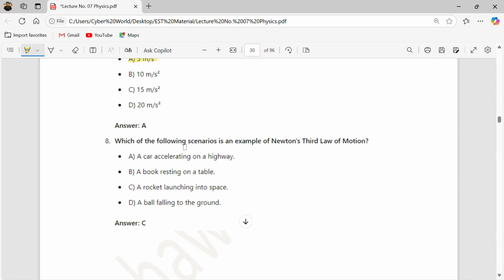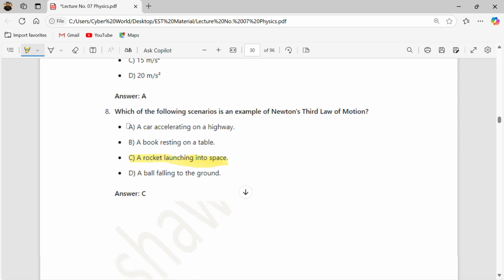Which of the following scenarios is an example of Newton's third law of motion? We know that Newton's third law describes that to every action there is a reaction in the opposite direction. So this is correct, because when a rocket is launched into space, the rocket moves upward and it pushes a thrust against it in the opposite direction. So the correct answer is: a rocket launching into space is an example of Newton's third law of motion.